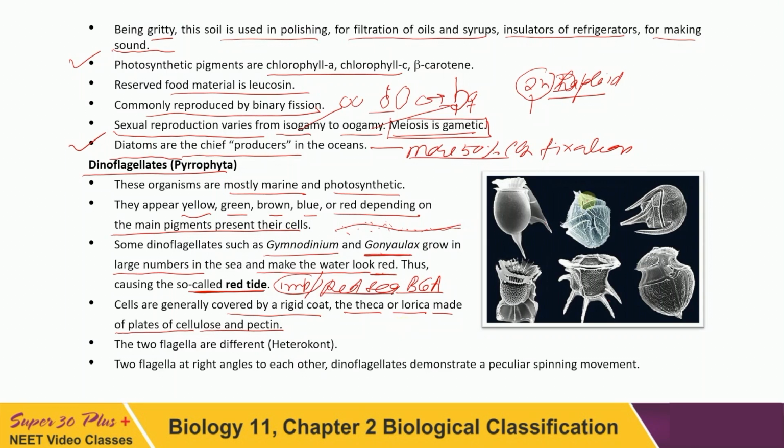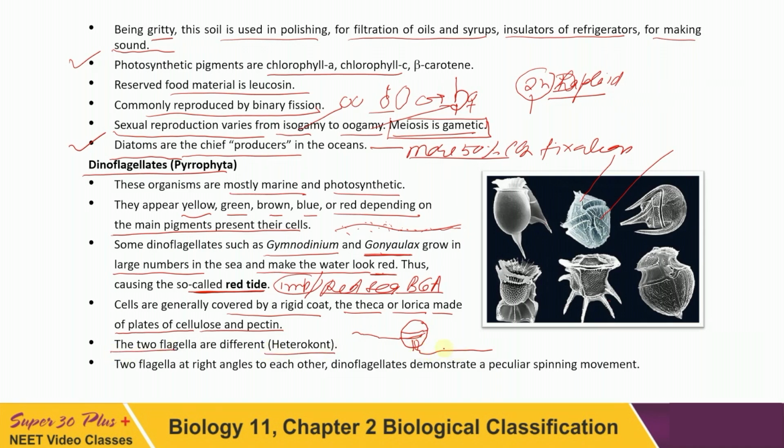You can see that this is the upper half, and this one is the lower half. If I make it diagrammatically, this is the dinoflagellate. It has one transverse groove and one longitudinal groove. One flagellum comes out from the transverse groove and one flagellum from the longitudinal groove. That's why the two flagella are there, and both are heterokont.